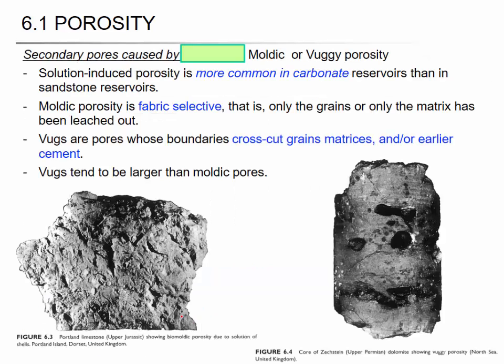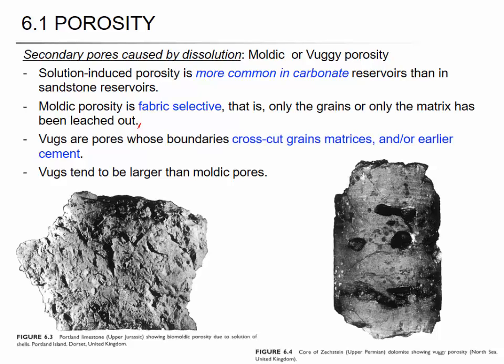So, secondary pores can be produced by dissolution. And when it's produced by dissolution, it forms moldic porosity or vuggy porosity. This kind of solution-induced porosity is more common in carbonate reservoirs than in sandstone reservoirs because carbonate can be easily dissolved in acidic water. And moldic porosity is fabric selective, where only grains or only the matrix have been leached out. So only one grain or one type of grain has been leached out.